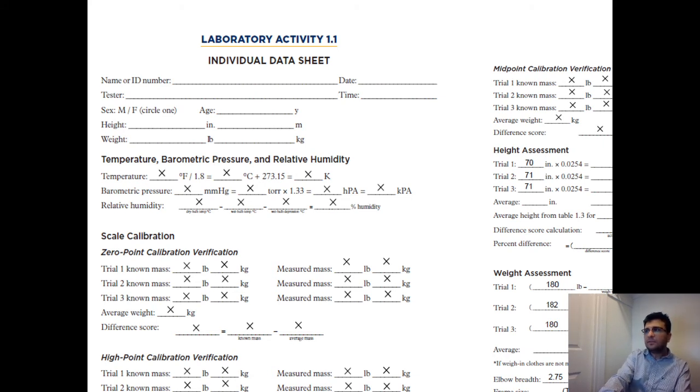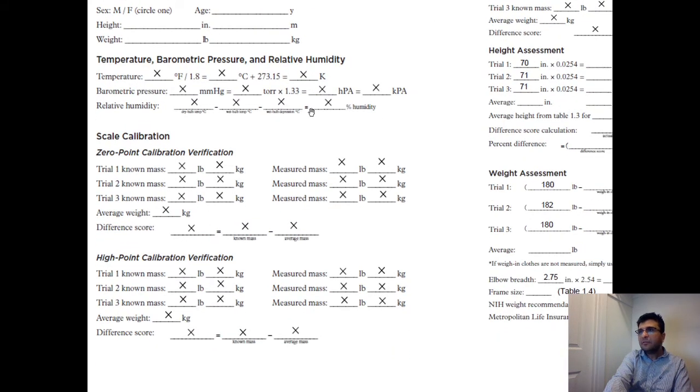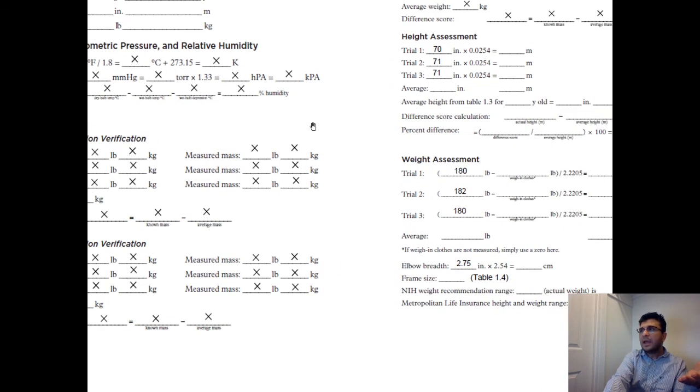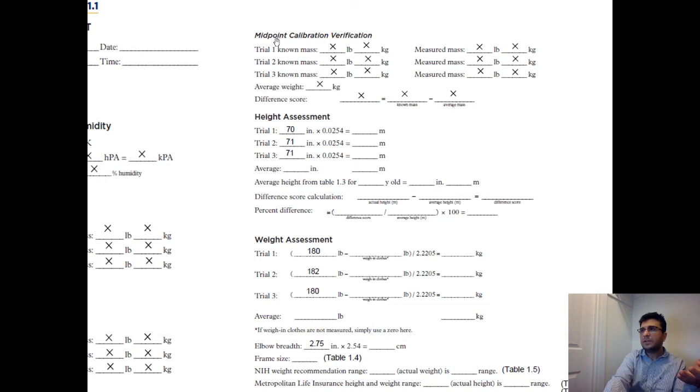As far as this basic information is concerned, you can type in your name and the date. In the tester column, you can write your own name again, put the time, your age, the gender, and then put your height in inches and your weight in pounds, and convert them into meters and kilograms respectively. This is a column you fill in at the beginning of this exercise. Then ignore all the information on page 1, and directly move to the top of page 2.